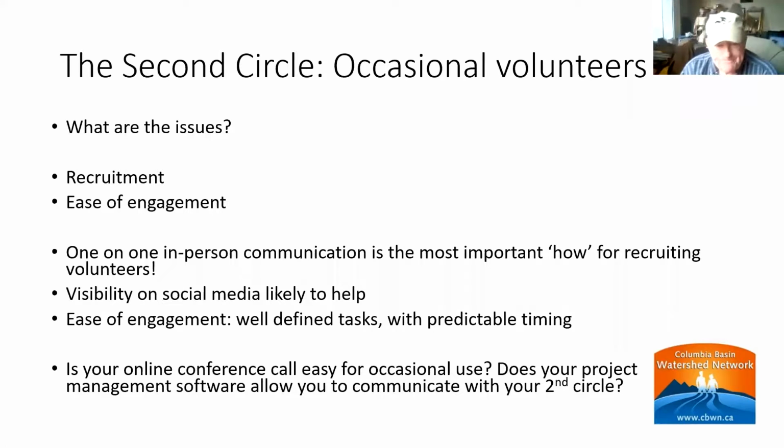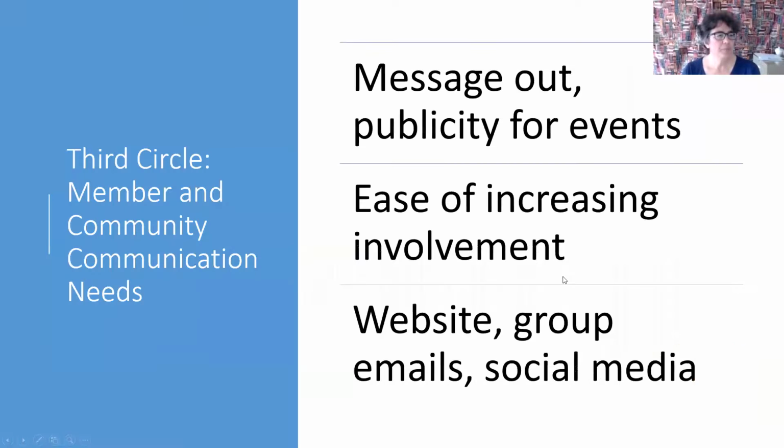So to me, the second circle is kind of a checklist when you're putting together what we're going to use for the first circle. Will our second circle be able to deal with some of that? That's, I think, the test for those choices. Now the third circle is where I'm talking about member and community communication, and here we're talking about the blog or the website or the regular emails.